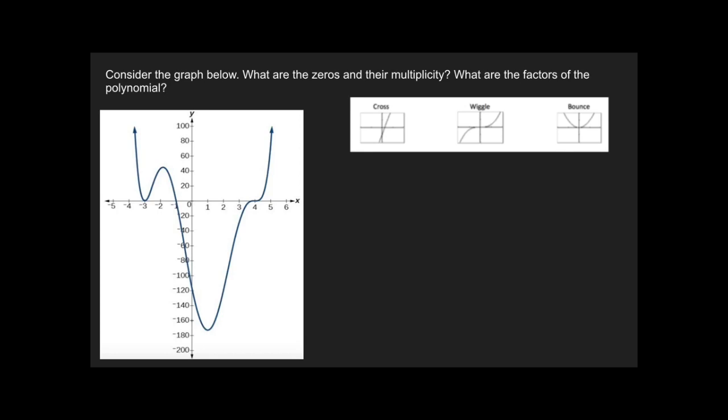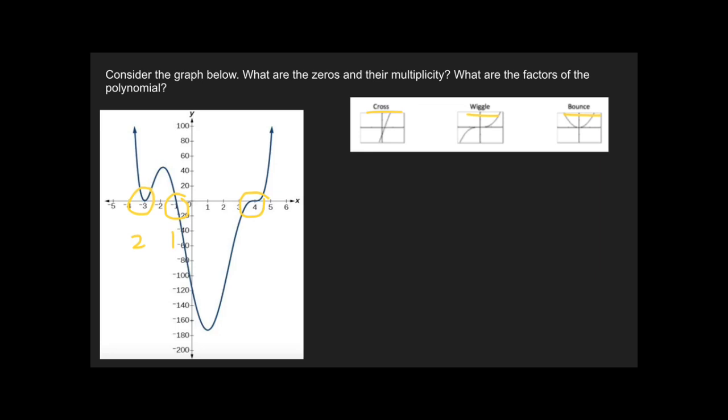I want you to observe the x-intercepts. We have -3, -1 is another x-intercept, and 4 is another x-intercept. Let's identify whether each is a cross, a wiggle, or a bounce, because these tell you how many zeros exist at those x-intercepts. -3 is a bounce because it didn't go through the x-axis. It's like a U-turn, so we have two zeros there. -1 is a cross. It crosses the x-axis, so it's one zero in that location.